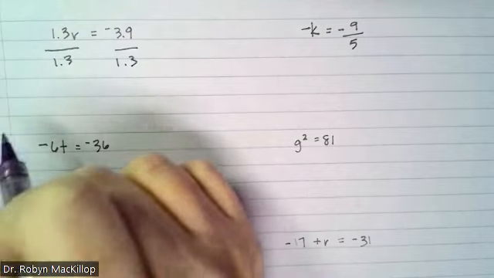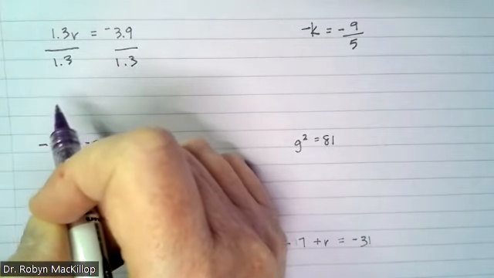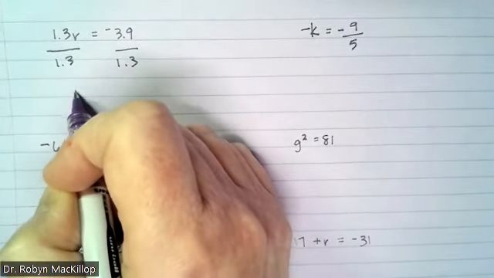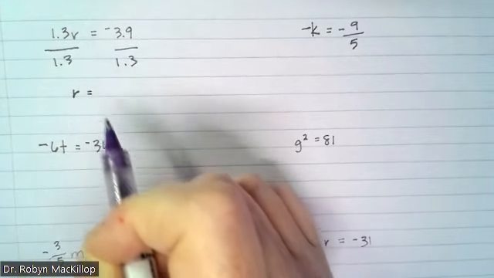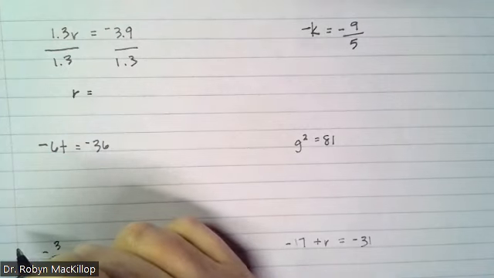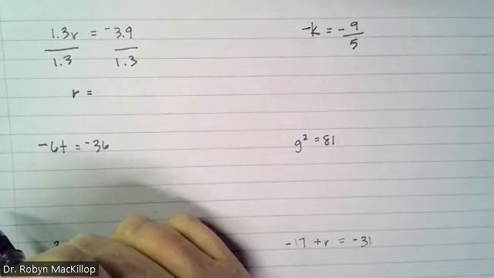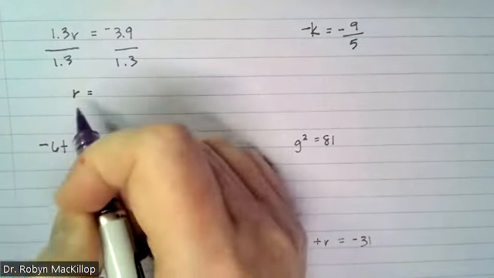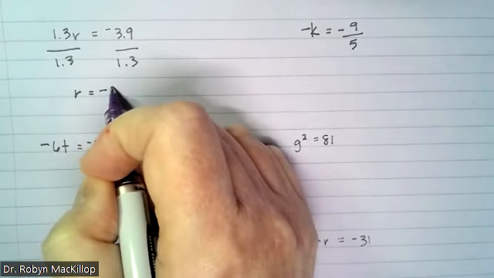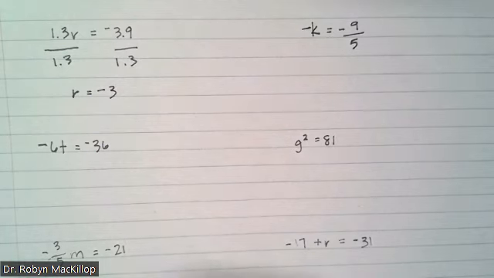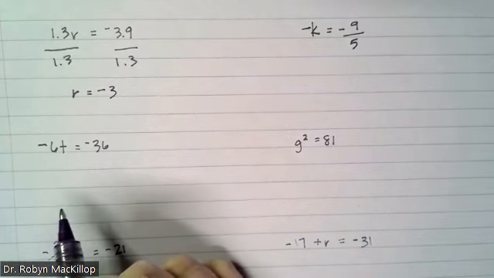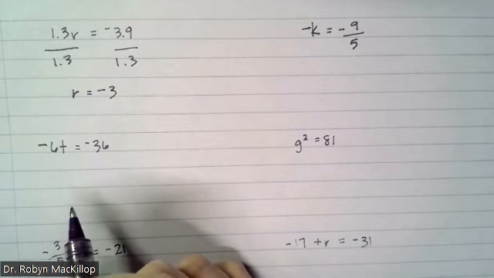Just like that, what happens is the 1.3s cancel, leaving you with r. And then negative 3.9 divided by 1.3 is negative 3. So r equals negative 3. Excellent. All right. Negative 6t equals negative 36.